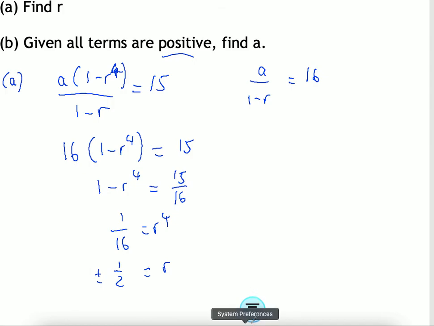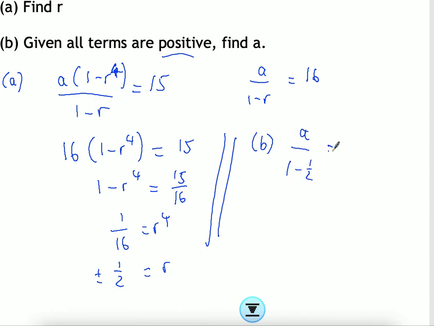Now it's just a case of which one do we want to use. It doesn't matter which one you use, but it would be a little bit easier to use this one here. If they're all positive terms, then r is going to be positive 1/2. So a(1 subtract 1/2) is equal to 16. So a must be 32.